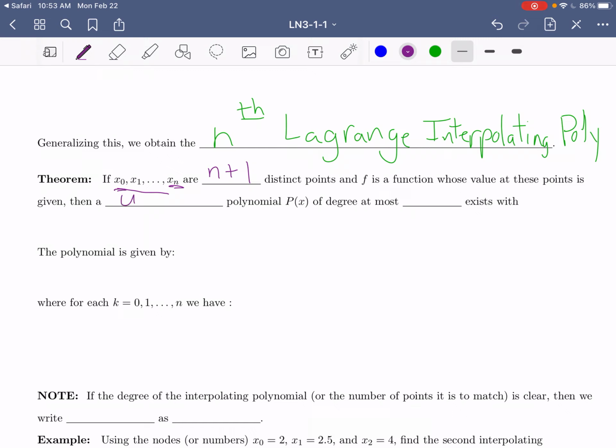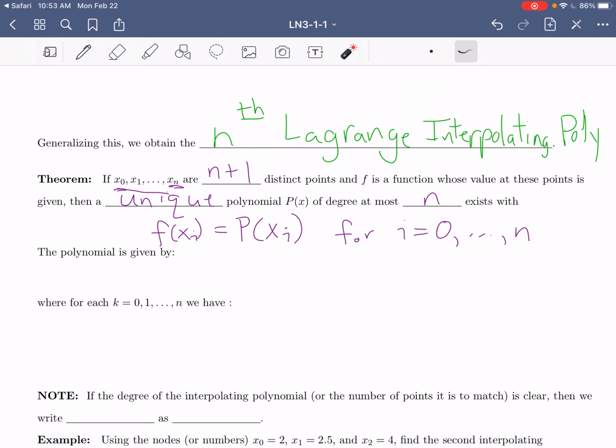Then there is a unique polynomial, p of x, of degree at most n, with f of x sub i being equal to the polynomial at those same x sub i, for i equals 0 to n. Right? So there's a unique polynomial whose value agrees with the function value at all of these n plus 1 points.